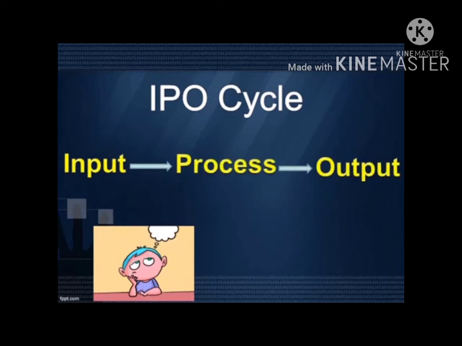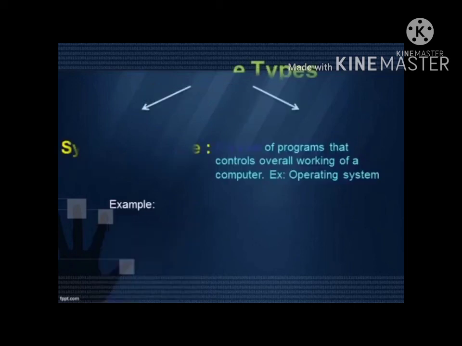Can you tell which one of the following steps is done by software? Yes, processing is done by software. It takes the input from the user, processes it and displays the output on the monitor. Thus, we can define software as a set of instructions given to a computer to do a particular work.